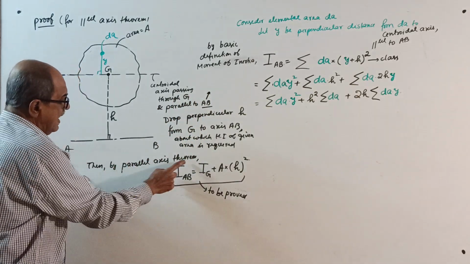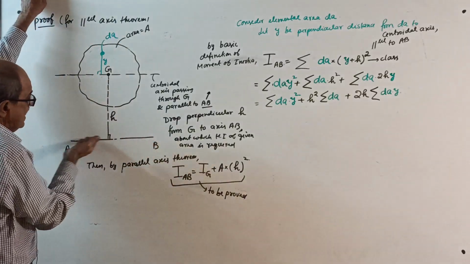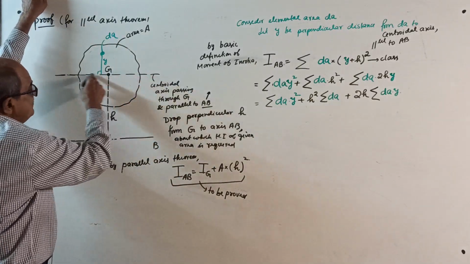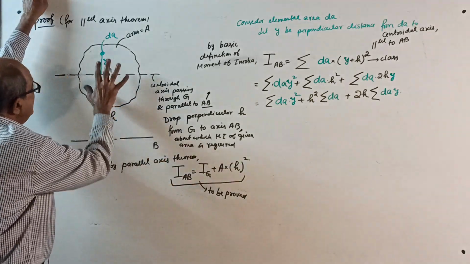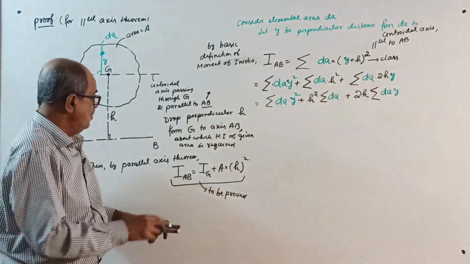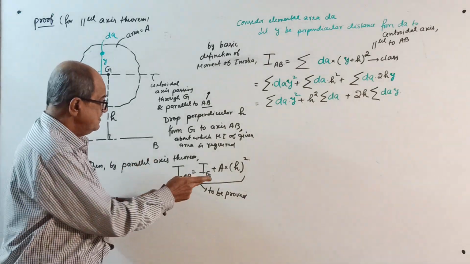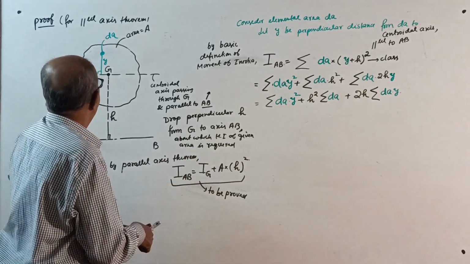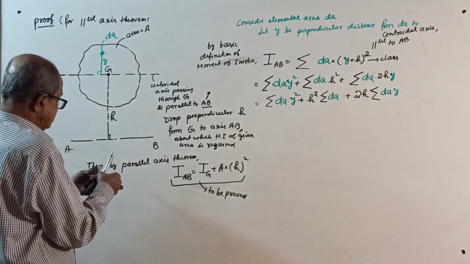Then, by the parallel axis theorem, I already told you, I_AB equals I about the centroidal axis, I_G, plus area into H square. This is to be proved now. I wrote this as per the parallel axis theorem. This is the result. Now we will prove it.